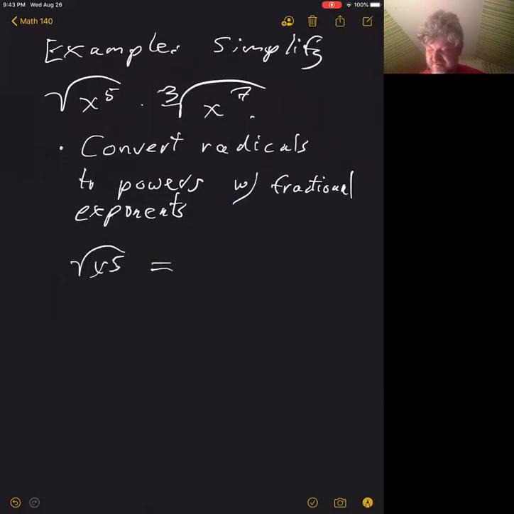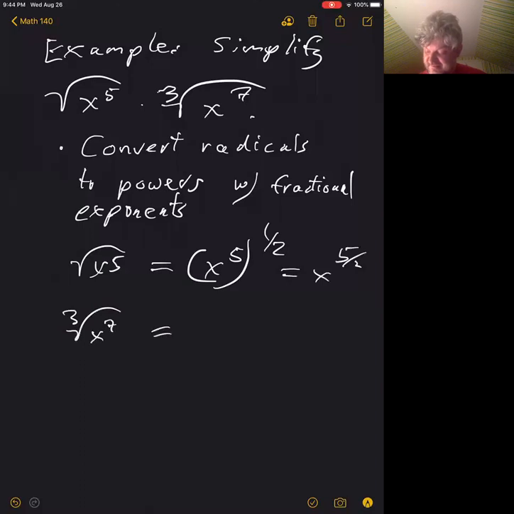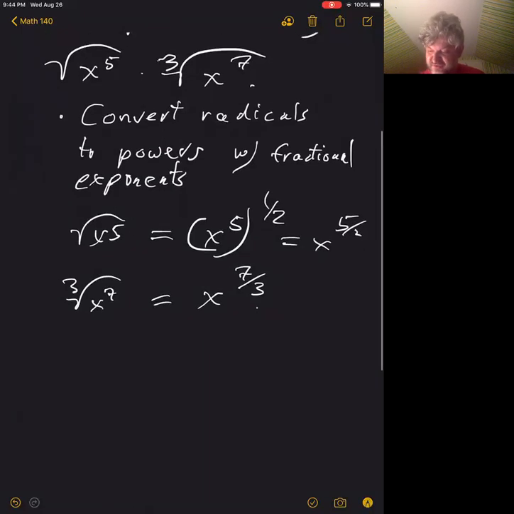The first one is x to the 5th to the power 1/2. Second law of exponents says this is x to the 5 times 1/2, or x to the power 5 over 2. Now the second one, cube root of x to the 7, is similarly x to the power 7/3. Cube root always means raising to the 1/3 power. Okay, and then we need to multiply those two guys together.